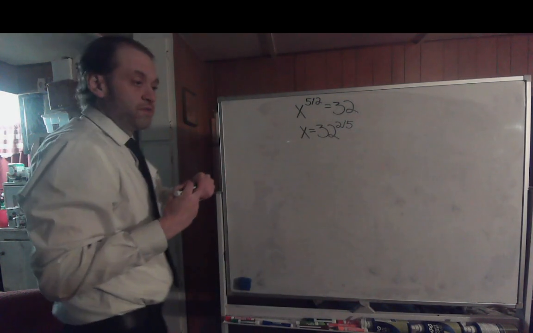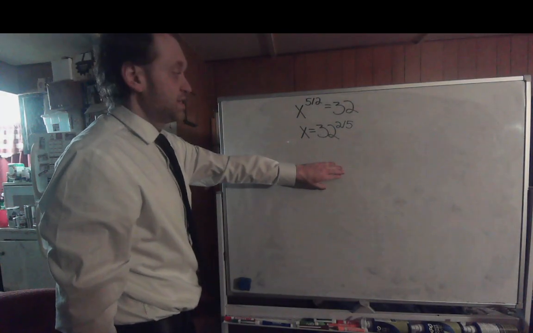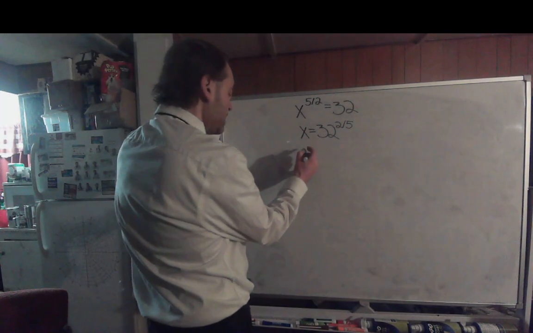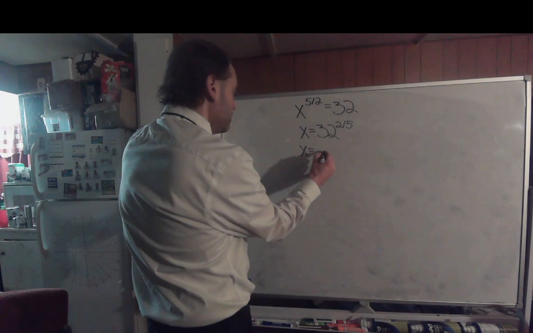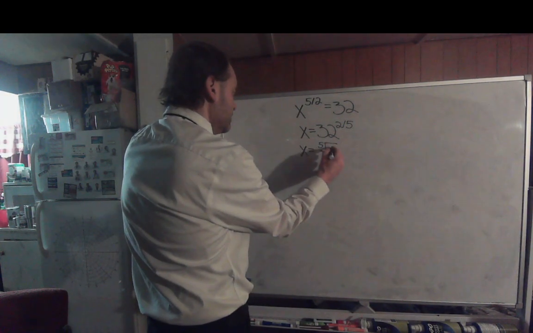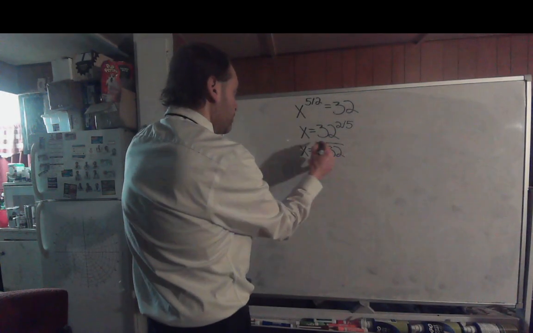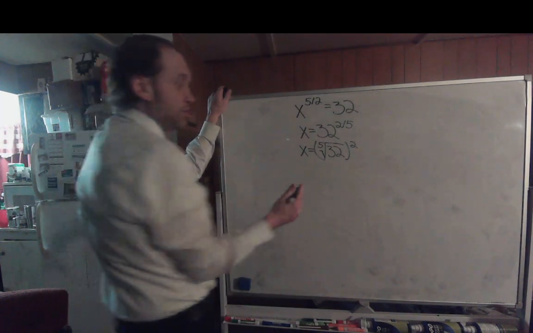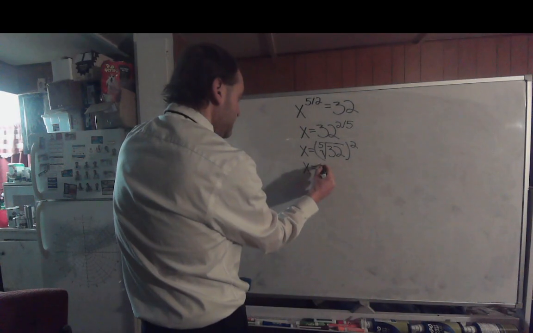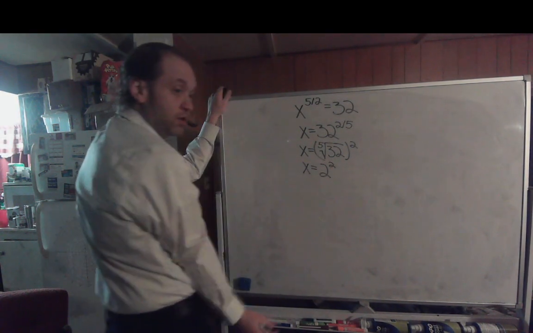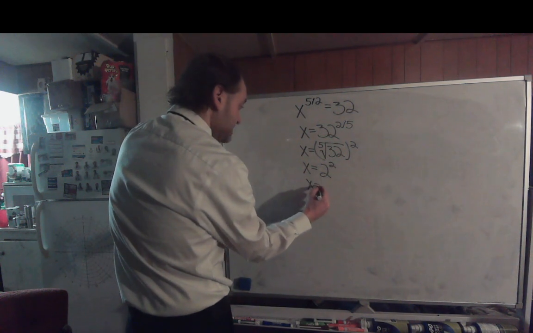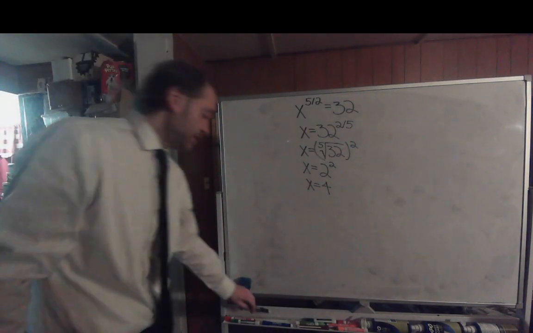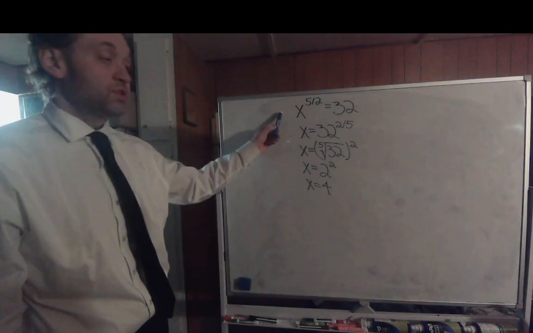Now, what is 2/5 the same as? That's the same as the fifth root of 32 raised to the second power. So we can write that. x would equal the fifth root of 32 raised to the second power. Now, what is the fifth root of 32? Well, that's 2, so x would literally equal 2 to the second power, which would have to mean then that x equals 4.